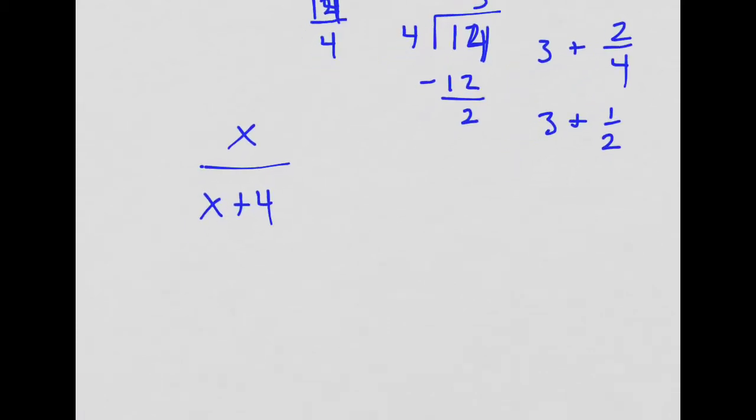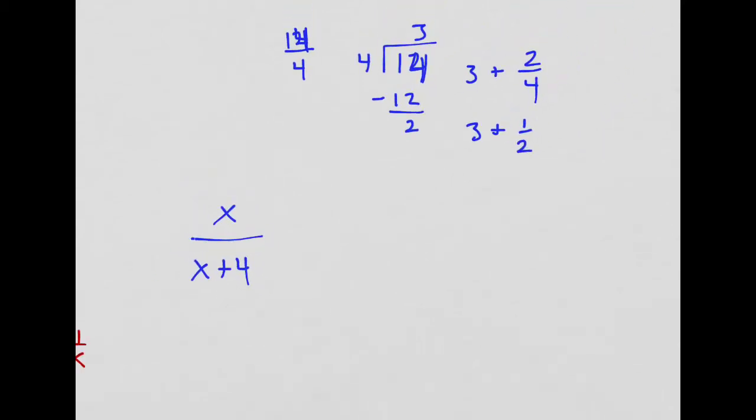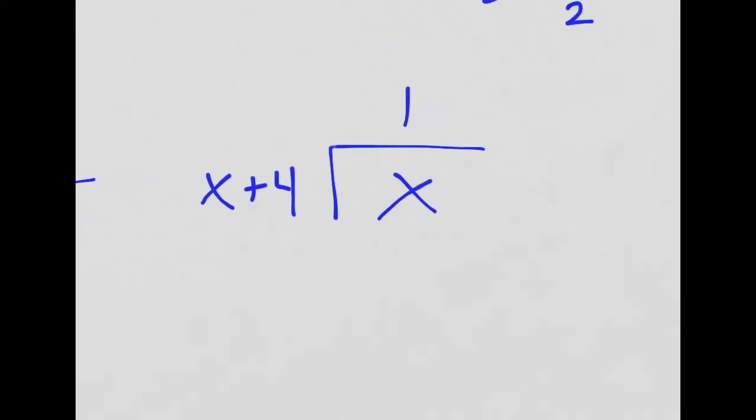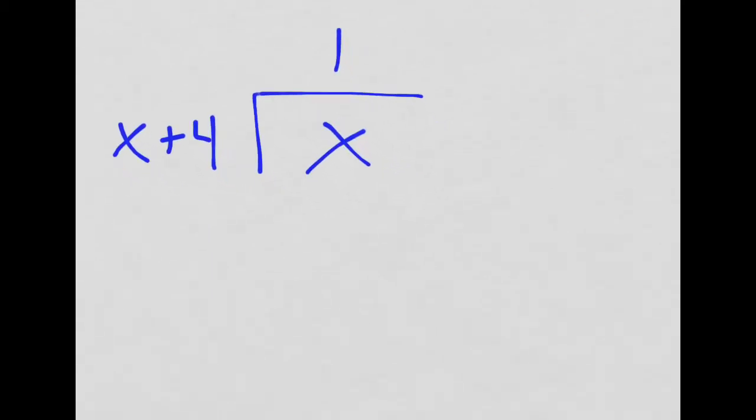Okay, so I'm going to do all of the same steps with my x divided by x plus 4. I will take the top thing and put it in a box. So that's x, and this is x plus 4. And I think to myself, what times the first term gives me x? In this case, it's really easy. It's just 1.